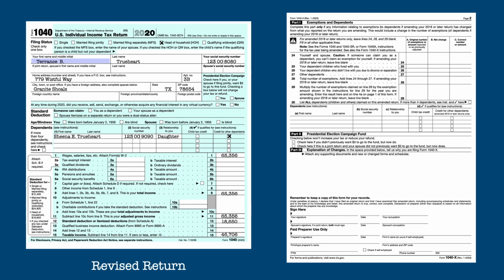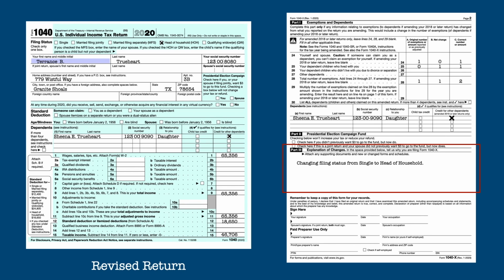But he's not quite done yet. In Part 1 of page 2 of the amendment, Terrence indicates that he is claiming an additional dependent and lists that dependent in the space indicated. In Part 3 of page 2, Terrence gives a simple explanation of the changes he is making to his return. In this case, he is changing his filing status, adding his daughter as a dependent, and claiming an education credit.